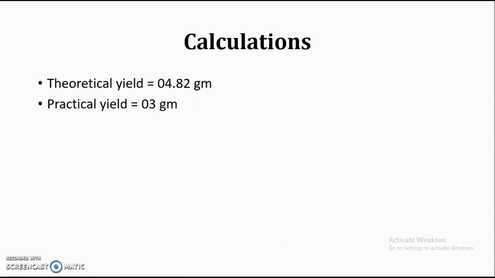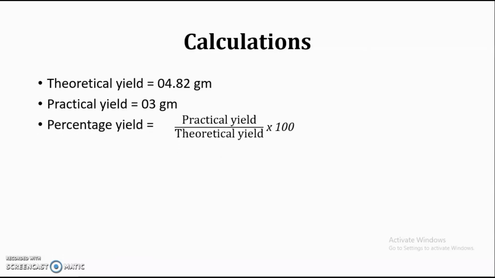Suppose we got the practical yield of 3 grams, meaning the product that is obtained after weighing, after completion of the practical, is known as the practical yield, that is 3 gram. So the percentage yield is calculated by using the formula practical yield divided by theoretical yield into 100. So 3 divided by 4.82 into 100 becomes 62.24% weight by weight. So this is the percentage yield of the benzoic acid that is obtained by synthesis from the benzyl chloride.